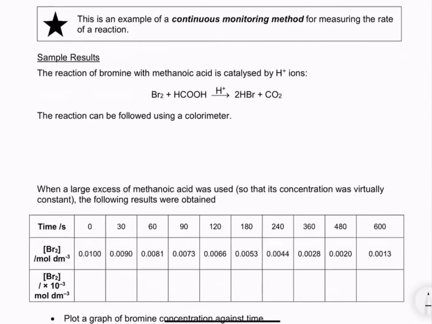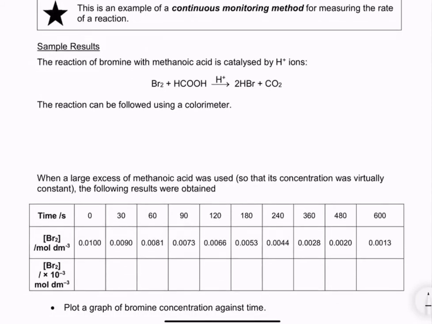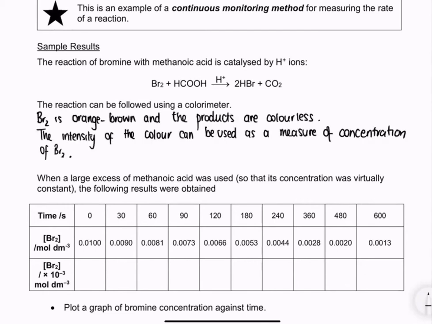The reaction of bromine and methanoic acid is catalysed by hydrogen ions. Why do you think you can follow this reaction with a colorimeter, bearing in mind what I've just said? What we find is that because bromine is orange-brown, but all the products are colourless, the intensity of that colour can be used as a measure of the concentration.